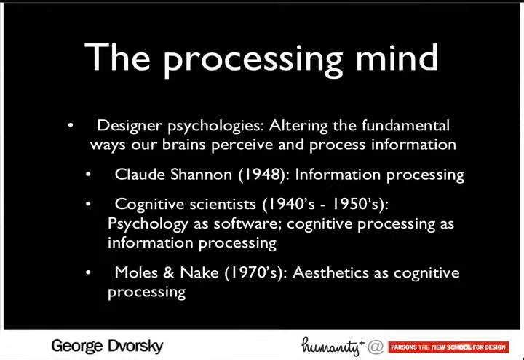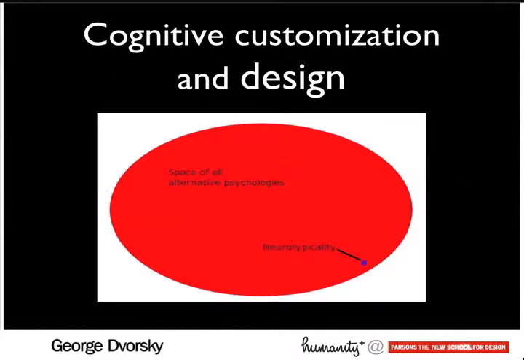The space of all possible and worthwhile psychologies is absolutely massive. Let's skip this slide. Neurotypicality is but a tiny speck of what's possible. While it would be impossible for me to predict the various ways in which we might want to alter our cognitive modalities, there are a number of areas we might want to consider.